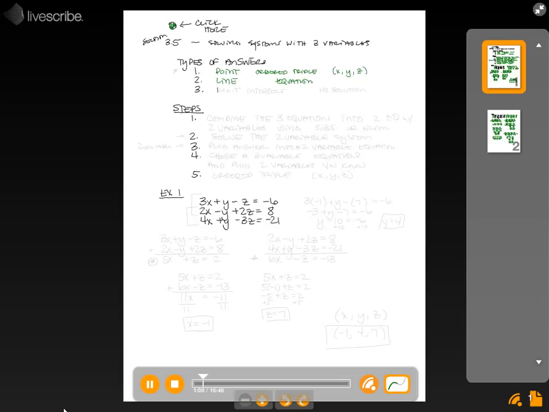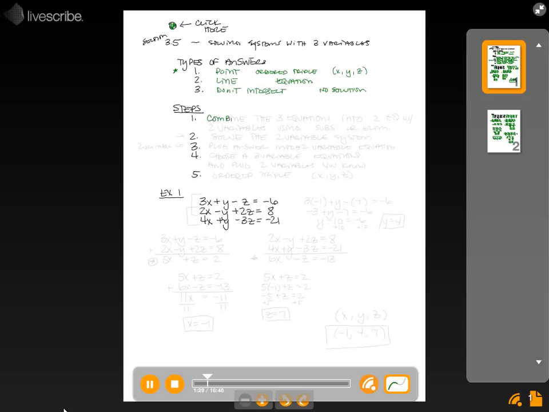And the third type is that the planes don't intersect at all. You would have three parallel planes. This is an example of a no solution type of problem. The one that we're going to focus on in the video is this first one. The answer is a point, but you need to know that you could have all three of those as answers to your problems.